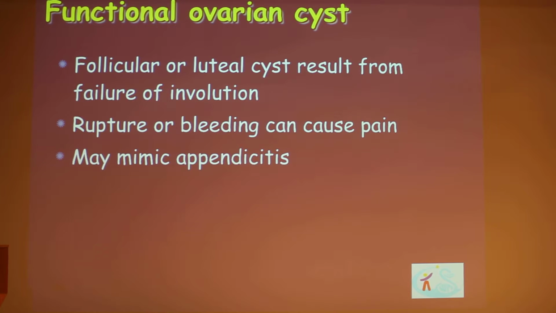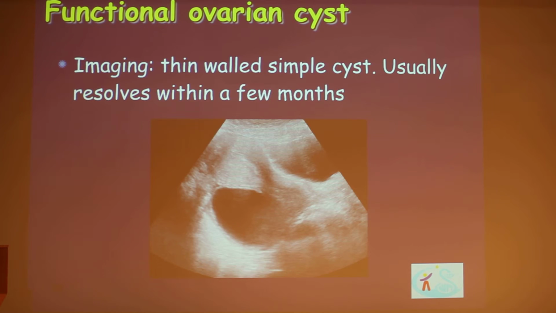So what is a functional ovarian cyst? It's a cyst, a follicular or luteal cyst that didn't involute. And if it ruptures or bleeds, it may cause pain, and it can mimic appendicitis. And what we're supposed to see in ultrasound is just a thin-walled, simple cyst, and we do our follow-up study, and it should resolve or become considerably smaller within a few months.